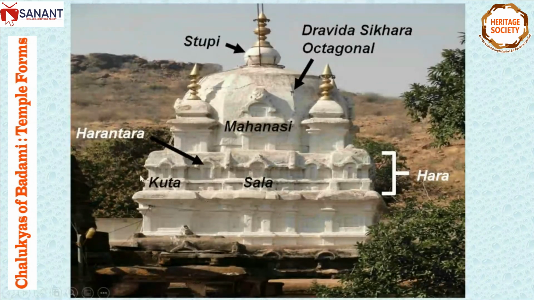Some of the details of the superstructure of the southern temples I have given here. This is the Hara portion, Kuta and Shala. This is called Mahanasi, or the great nose, you can say. And the space between Kuta and Shala is called Harantara. And this is the Shikhara, which can be square, octagonal, or hexagonal, or circular. And we have all the 3 models in the context of the Chalukyas of Badami, and the Stupi here.